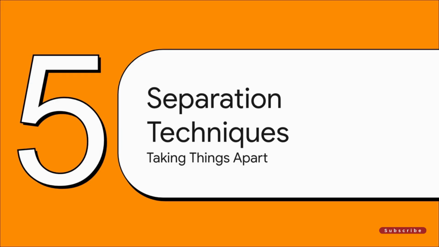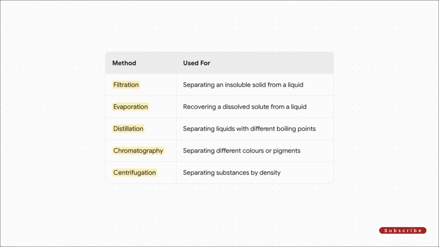So, if mixtures are just physically jumbled together, that means we should be able to physically pull them apart, right? Absolutely. And the methods we use to do that are called separation techniques. They're super important in labs and in industry. Here are a few of the most common ones. You've got filtration. Think of a coffee filter catching the grounds. There's evaporation, which is how you get sea salt by boiling away the water. Distillation is a clever way to separate liquids that boil at different temperatures.